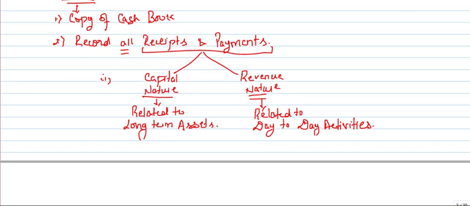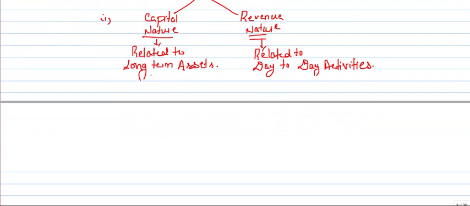Now what can be related to long-term assets or capital nature? Take an example. We can say sale of fixed asset. Now fixed asset is what? It is your capital. It is a long-term asset, right? You will hold a fixed asset for a long time, right? So on the sale of a fixed asset, you will receive the money and you will keep that money in your pocket.